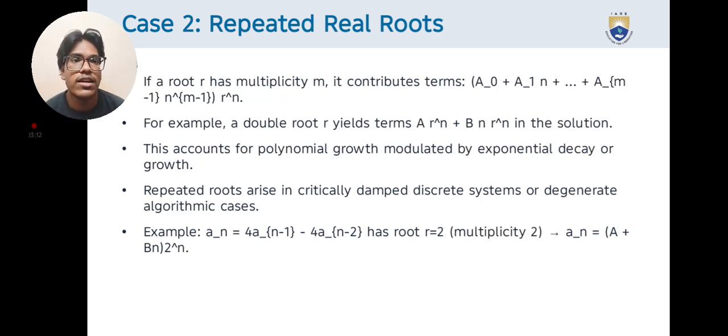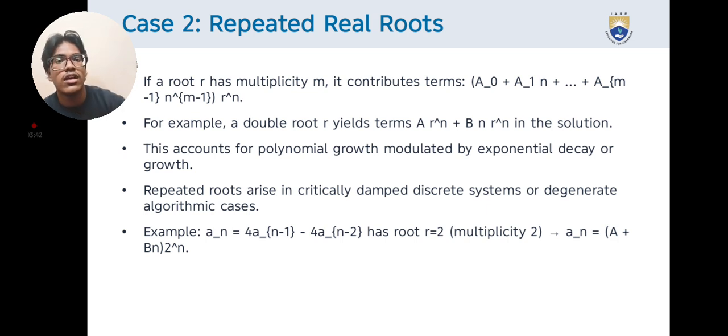Case 2: repeated real roots. If a root r has multiplicity m, it contributes m terms. For example, a double root r leads to additional terms in the solution. This accounts for polynomial growth modulated by exponential decay or growth. Repeated roots arise in critically damped discretization or degenerate algorithm cases.